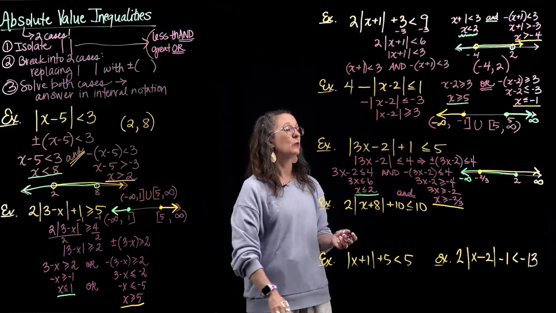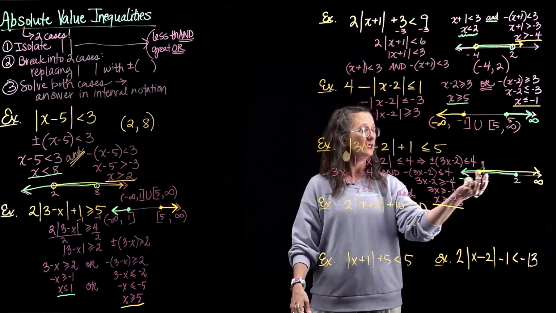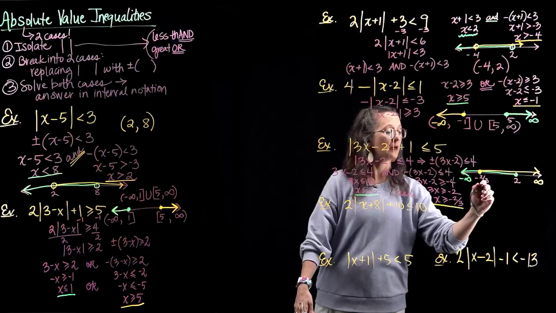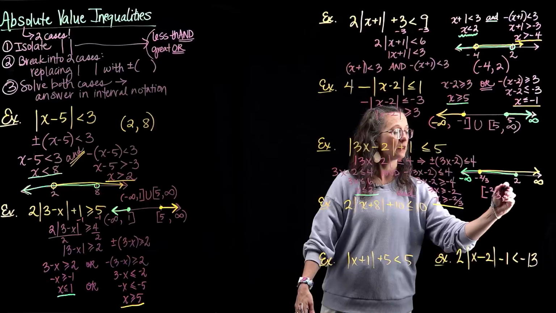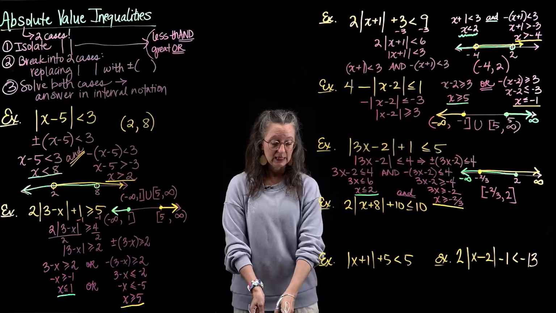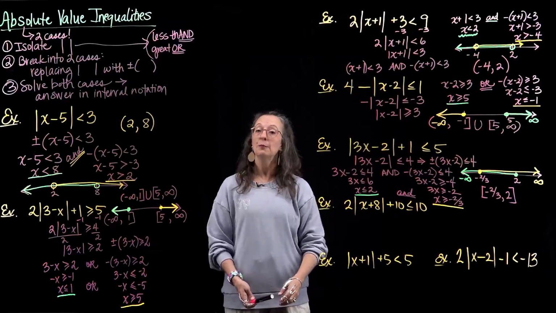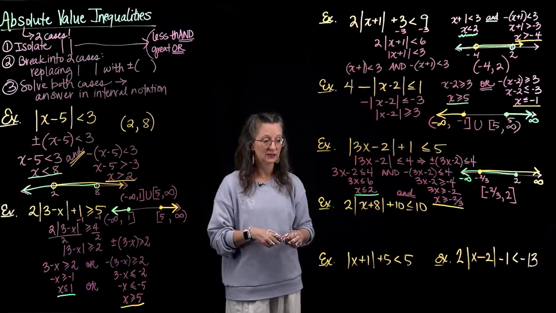Okay, so we want the part that is included in both. That will be the region between negative 2/3 and up to 2. Because they both have a solid dot, we will have brackets on both ends to indicate that we are including both endpoints of negative 2/3 and 2 in our answer.